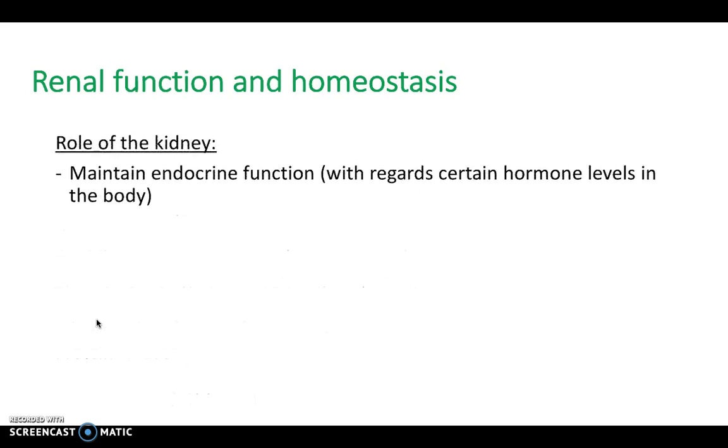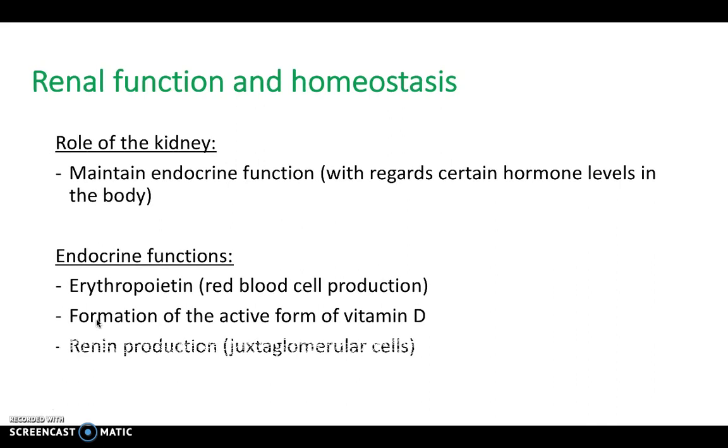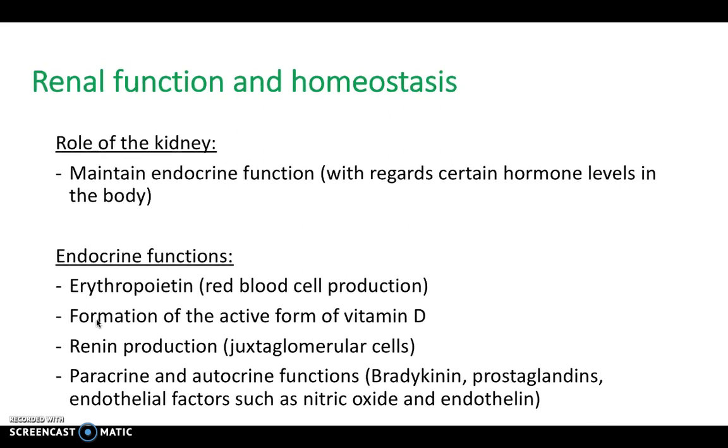So moving on from this, the kidney also has endocrine functions. In other words, it produces hormones. The hormones that it produces are erythropoietin, and this aids in red blood cell production. It also aids with the formation of the active form of vitamin D, and renin production as well from juxtaglomerular cells. In addition to this, it also has paracrine and autocrine functions with the production of bradykinin, prostaglandins, and endothelial factors such as nitric oxide and endothelin.